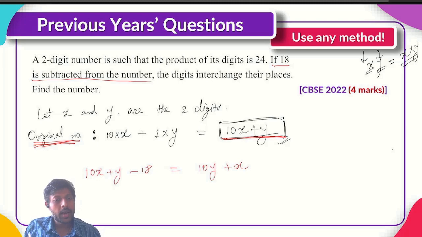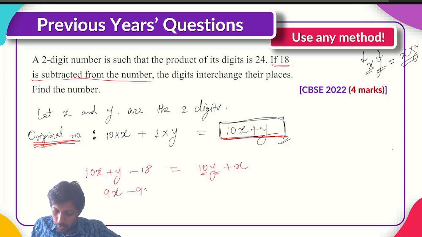Look closely here, y has come to the tens place. That's why we are multiplying 10 with y. Okay, this is our equation. Let's quickly simplify. This will give us 9x minus 9y equal to 18. If you further simplify, you'll get x minus y equals 2.